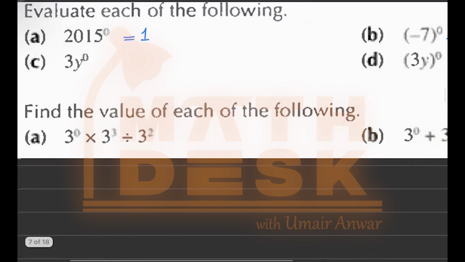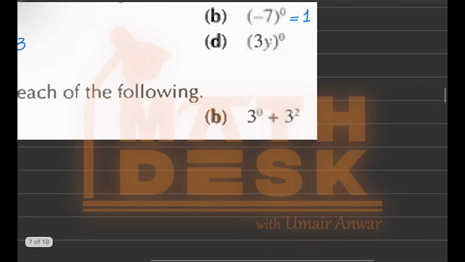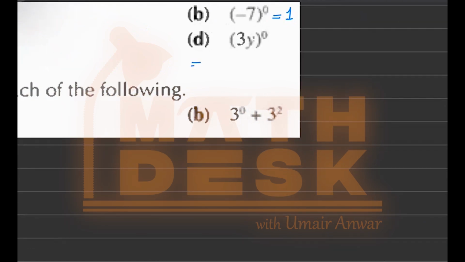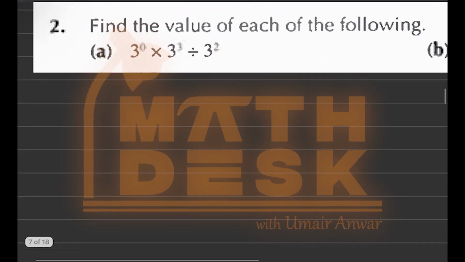Similarly, it is written that 3 into y raised to 0 means y raised to 0, the answer would be 1. So 3 into 1 would be equal to 3. In the last part, the index would be applied over both the factors, 3 raised to 0, y raised to 0. Both of them would become 1, so the final answer would be 1. So this is how this rule is used.